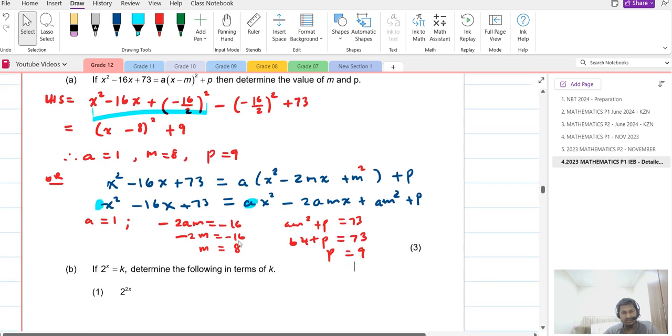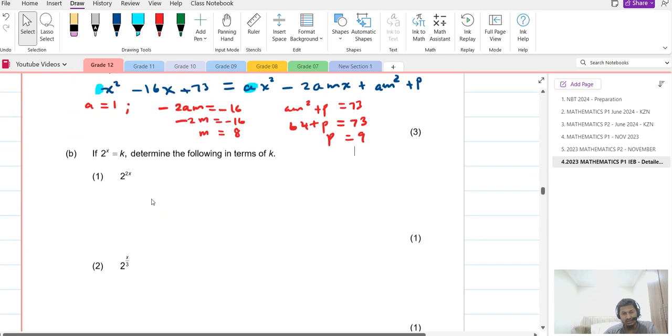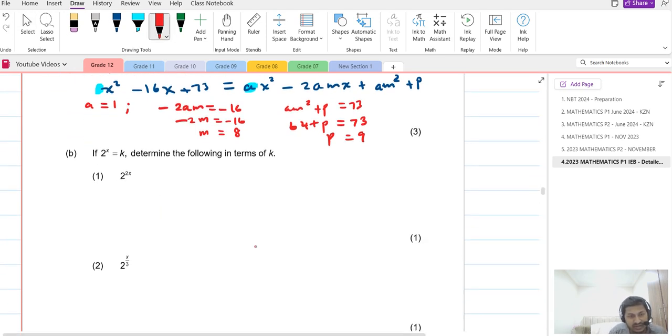Now let's solve these equations. If 2 to the power x equals k, determine the following in terms of k. 2 to the power x is equal to k, so we can interchange these two. That's 2 to the power x squared. Now what's 2 to the power x? Remember, you can change the 2x around. x times 2 is still 2x. So we get k squared.